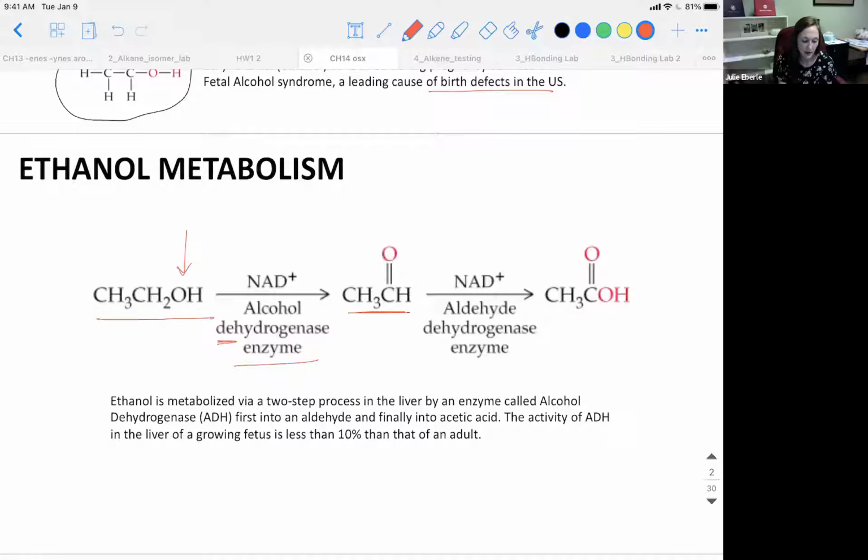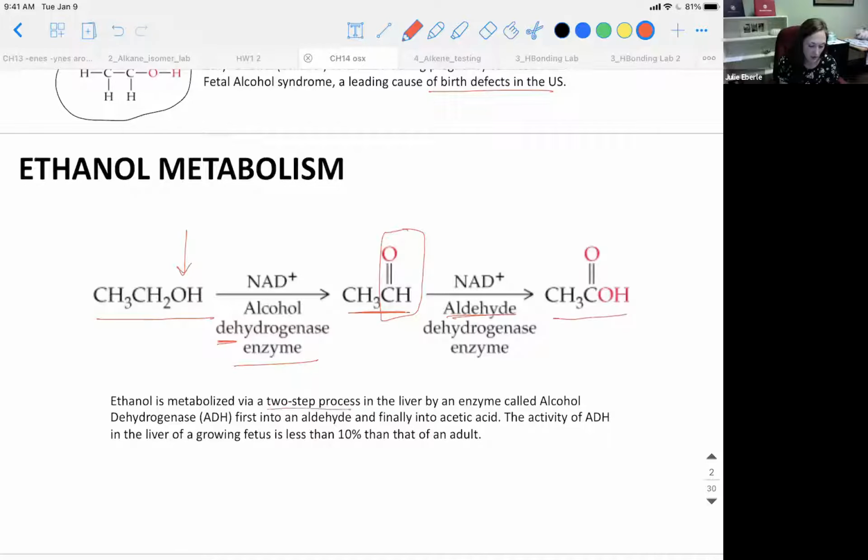Do y'all recognize this? This in particular is a new functional group. Do y'all recognize that functional group? Okay, so that's an aldehyde. So it breaks it down from an alcohol to an aldehyde. And then even further, you've got an aldehyde dehydrogenase. It takes more hydrogens off and it makes it into a carboxylic acid. And that's what's explained down here.